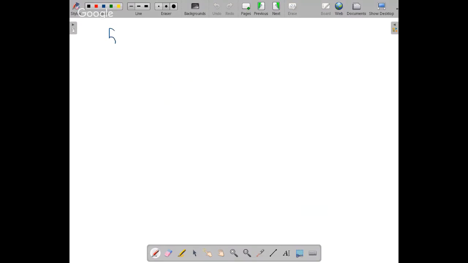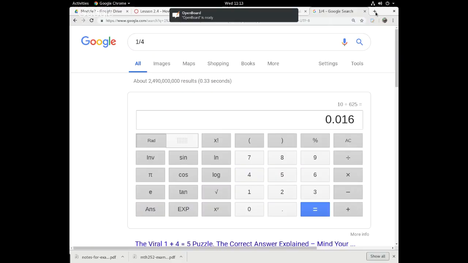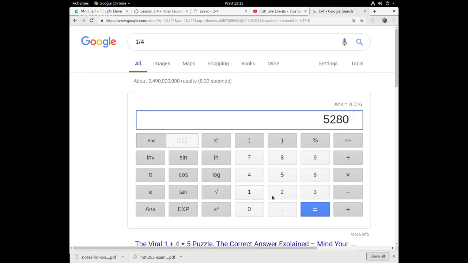So there are 5,280 feet in 1 mile. If I want to change that to square miles, I have to square both of these. So I have to figure out what is 5,280 times 5,280. Calculator. Raised to the 2nd power gives me 27,878,400.